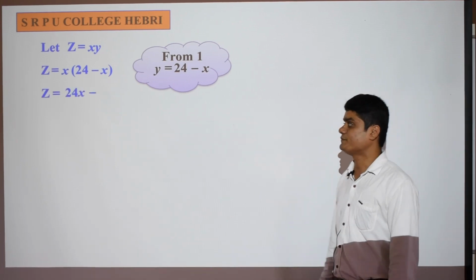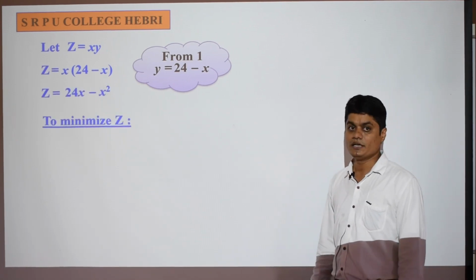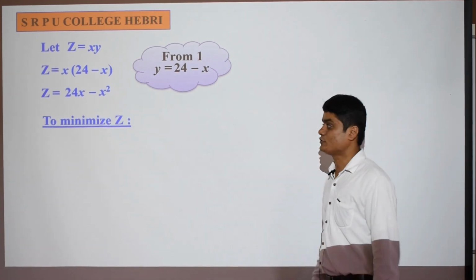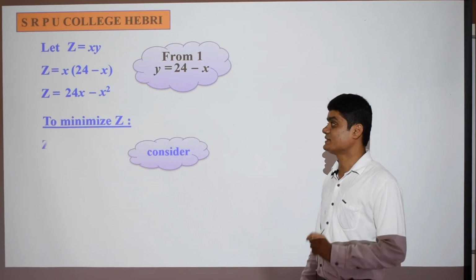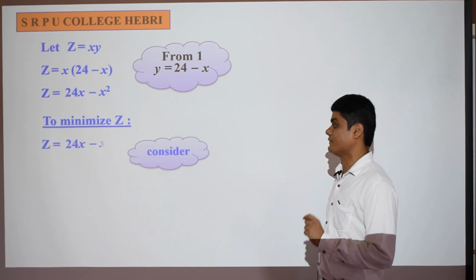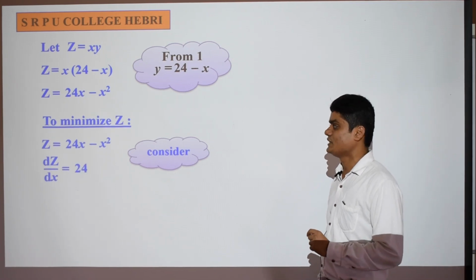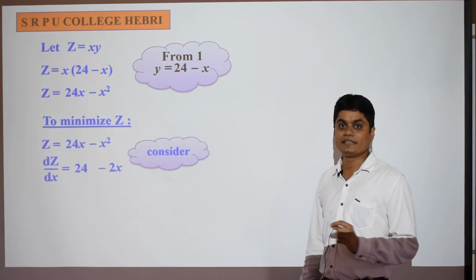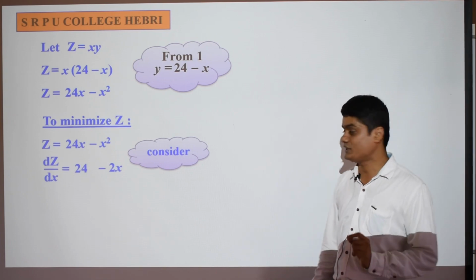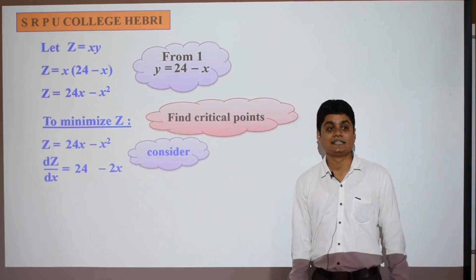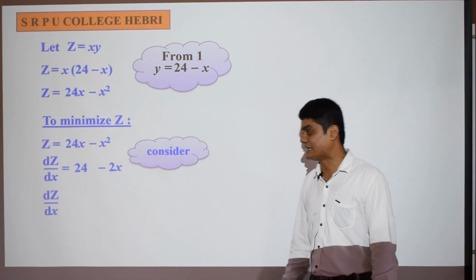Now before differentiation you multiply first. z is equal to 24x minus x square. Okay, so we have to maximize, sorry, this is not minimize, it should be maximize. To maximize z, consider the function and differentiate. So dz by dx, differentiation is with respect to x, 24 minus 2x. Then what is the next step? You have to equate with 0. So why we should equate with 0? To find out the critical point. So differentiate and equate with 0.